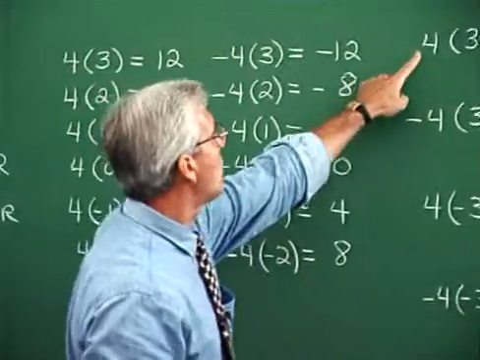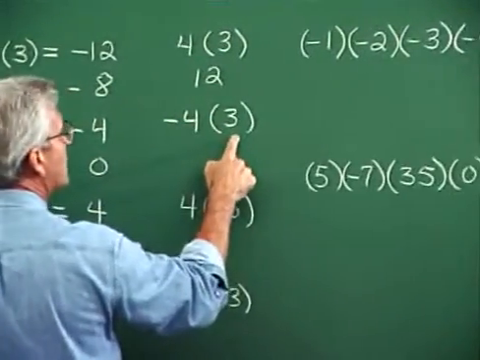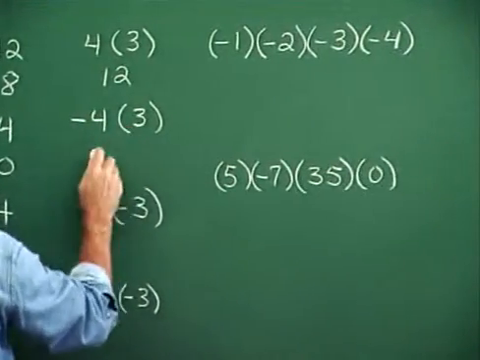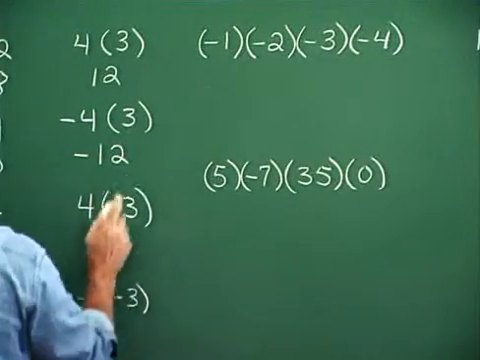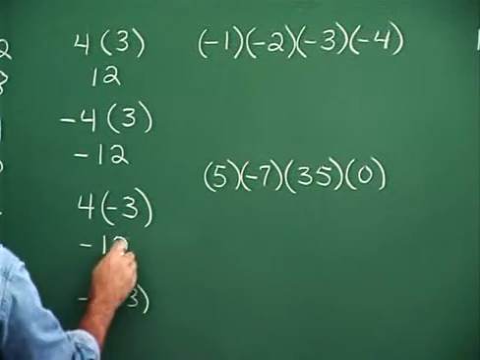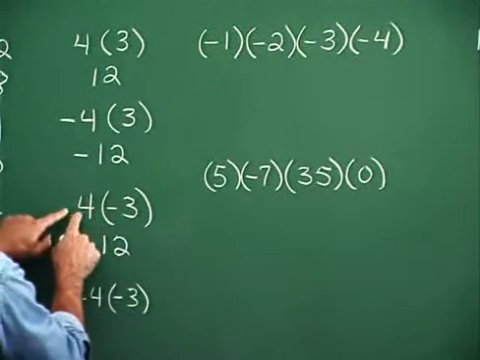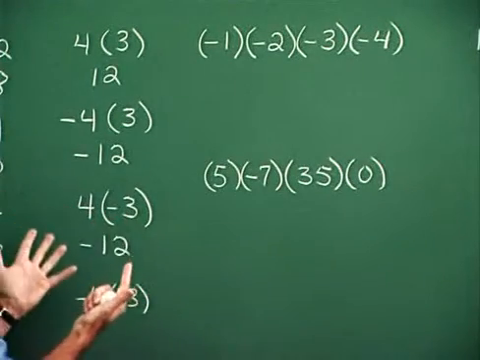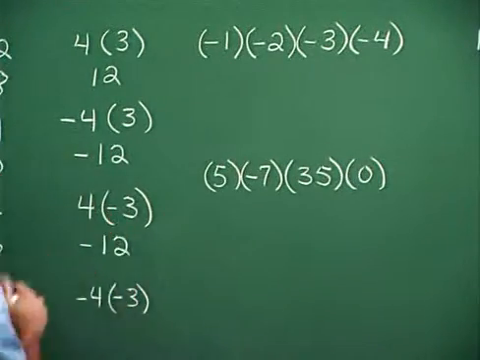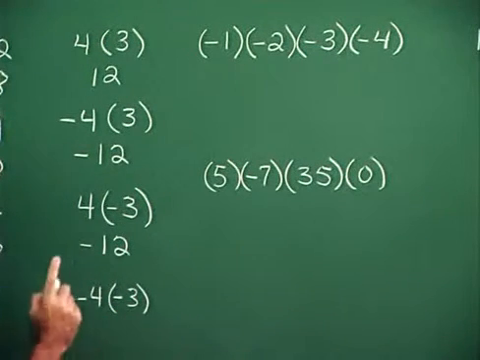All right, here 4 times 3, we know this to be 12. Negative 4 times 3, we have different signs, so it's negative 12. 4 times negative 3, different signs, negative 12. Doesn't make any difference whether that one minus sign is associated with the larger digit or the small one. It just doesn't make any difference. Different signs, negative answers. Negative 4 times negative 3, same signs, positive answer. 4 times 3, 12.